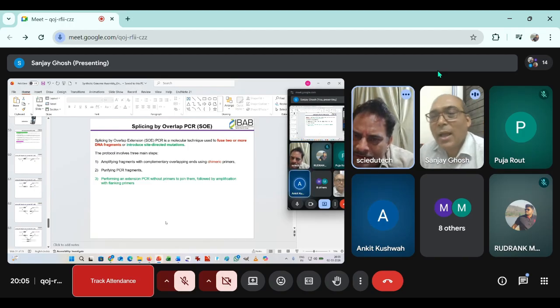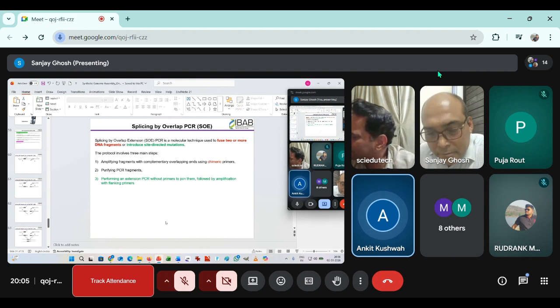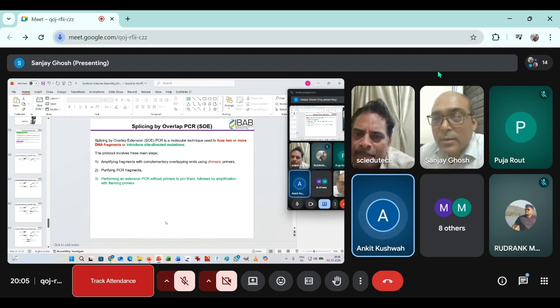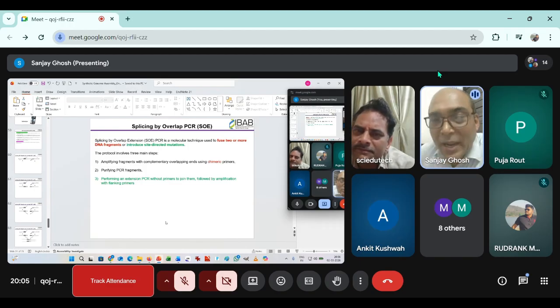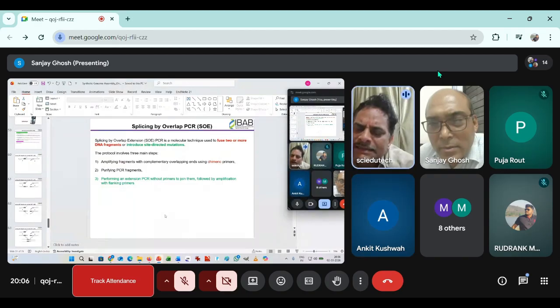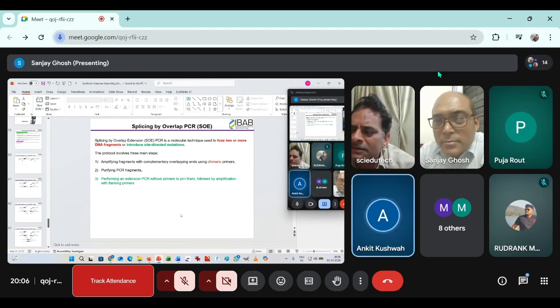Sir, are we going to cover probes also? Probe designing? No, primer designing. Probe, Ankit ji, probe means if that is labeled DNA complementary to your target, that is called a probe. So yes, I understand that part, sir. I just wanted to understand, are we going to cover those also in future?